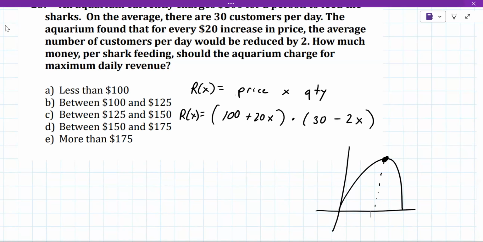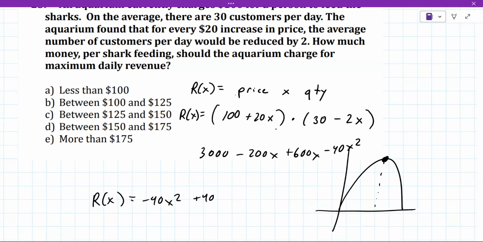Do either of those ways sound more appealing than another? Either graphing it or foiling and getting the vertex. Usually do the foiling. Okay. So we got 100 times 30. Looks like 3,000 minus 200x plus 600x minus 40x squared. So our revenue function is minus 40x squared plus 400x plus 3,000.